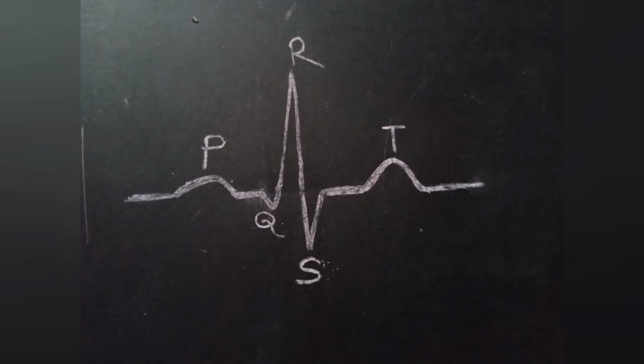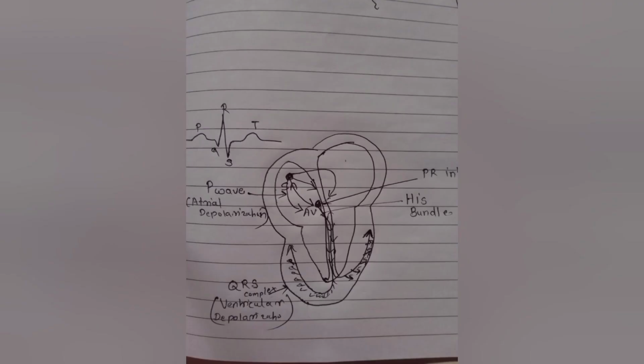Let's understand its meaning. It is named and segmented into P, Q, R, S and T segments. So first is the P wave. The P wave is a small deflection wave that represents atrial depolarization. Second is the PR interval. It is the time between the first deflection of the P wave and the first deflection of the QRS complex. Third is the QRS wave complex.